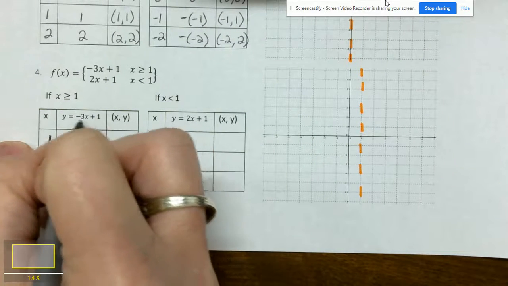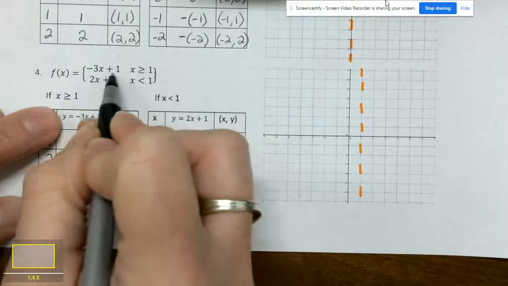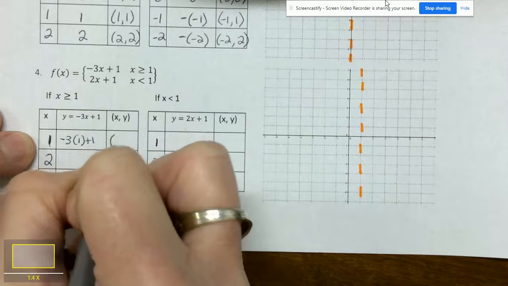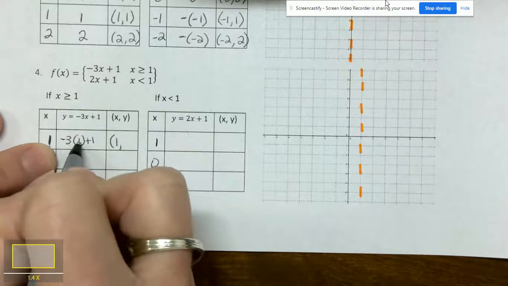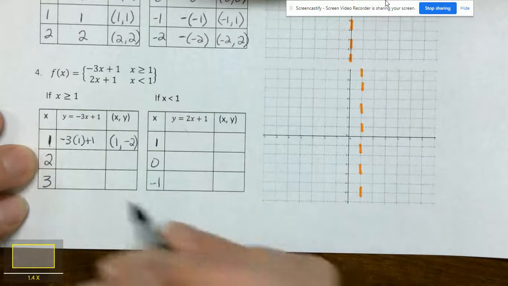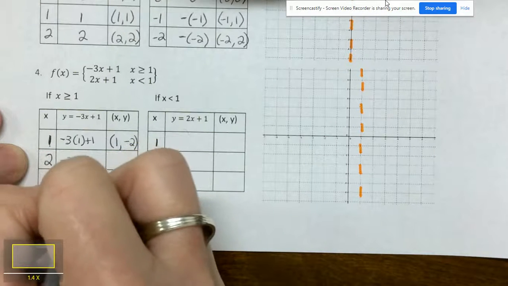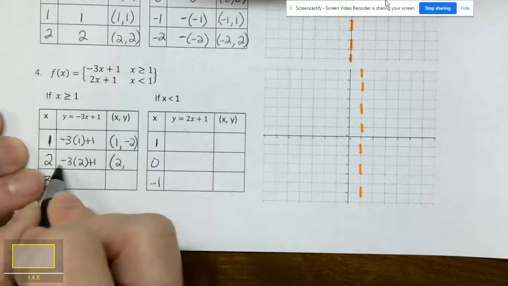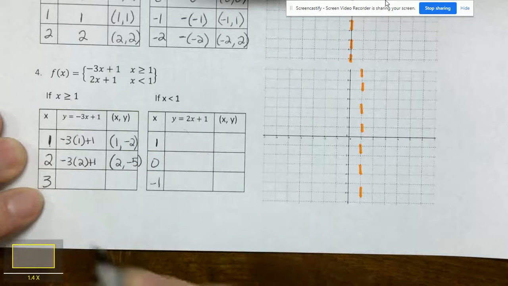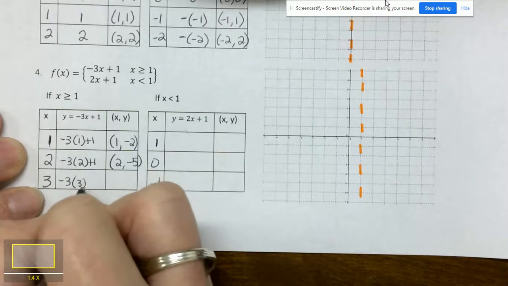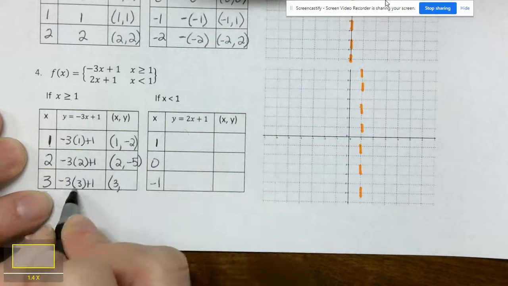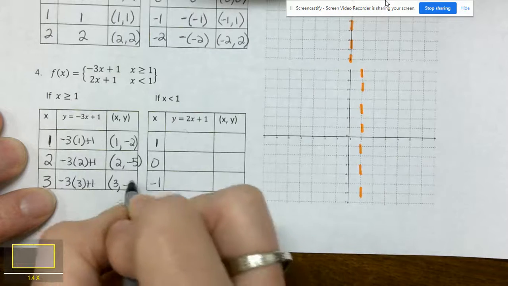Okay, so let's start here. I'm filling into this equation first because that's the greater than or equal to 1 function, okay? So -3 times 1 plus 1. Okay, -3 times 1 is -3, plus 1 is -2. -3 times 2 plus 1. -3 times 2 is -6, plus 1 is -5. And then -3 times 3 plus 1. -3 times 3 is -9, plus 1 is -8.